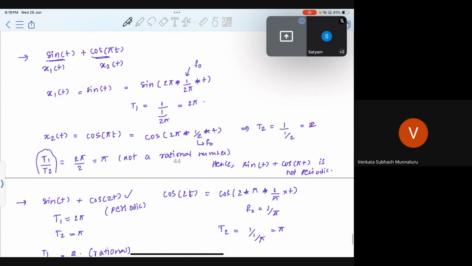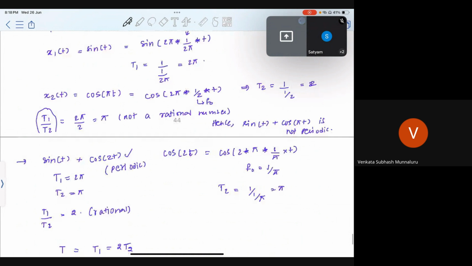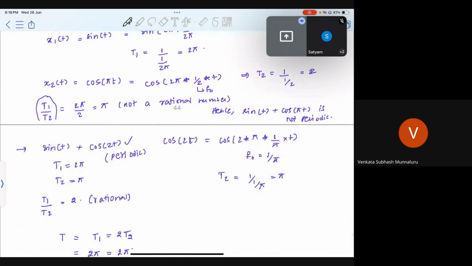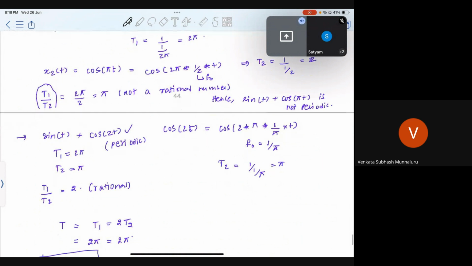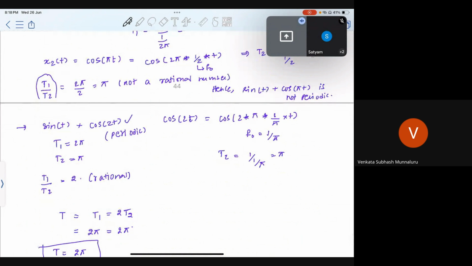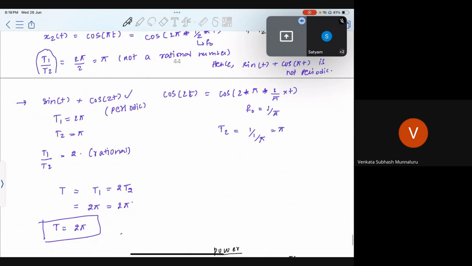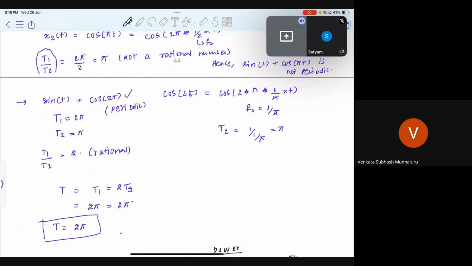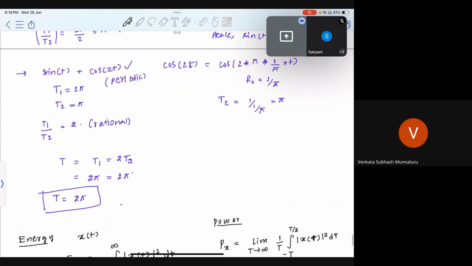Okay. And we have also seen another example, the sum sin t plus cos 2t. The fundamental period of the first signal is 2 pi, and the fundamental period of the second signal is pi. When you evaluate the fraction T1 by T2, it turns out to be a rational number. Hence, the signal is periodic. From this fraction, you see T1 is equal to 2T2. Hence, the fundamental period is either T1 or 2T2, where T1 is 2 pi, and 2 times T2 is also 2 pi. So the fundamental period is 2 pi. Okay. So this is all we have seen in the last class.